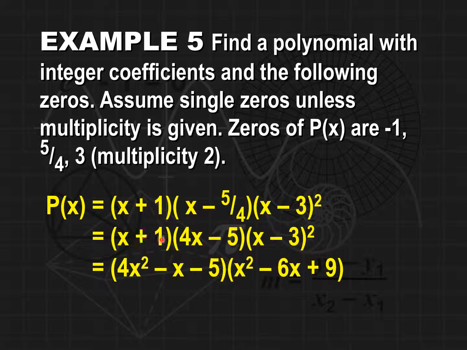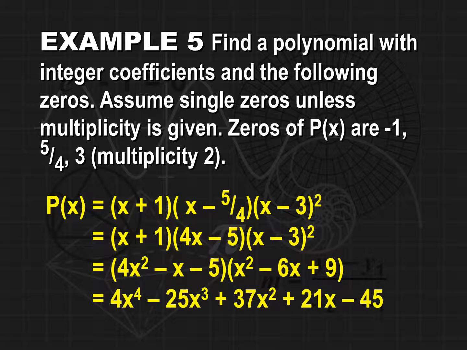We multiplied these two together, and we got 4x squared minus x minus 5. We did x minus 3 squared, which is not x squared plus 9. You actually have to FOIL that or box method that, and that gives us x squared minus 6x plus 9. Then we multiply these two trinomials together, and we end up with our final answer of 4x to the 4th minus 25x cubed plus 37x squared plus 21x minus 45.